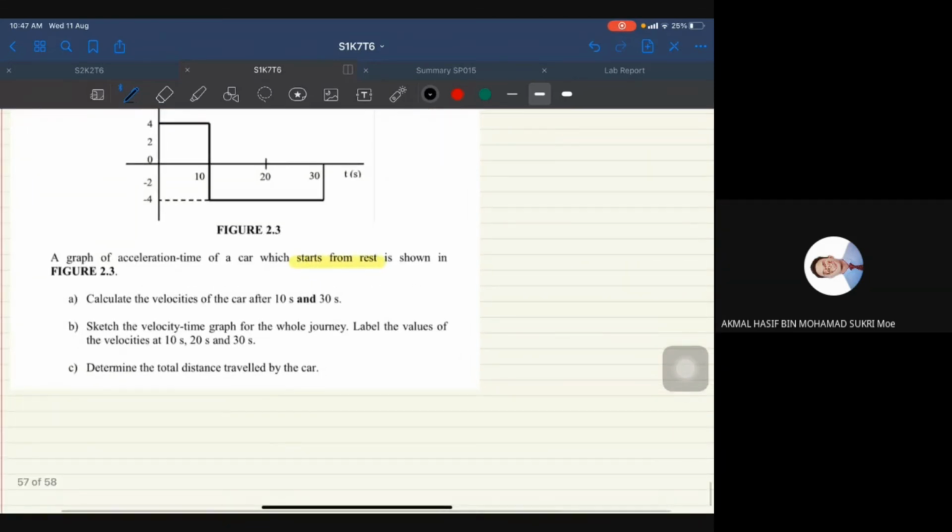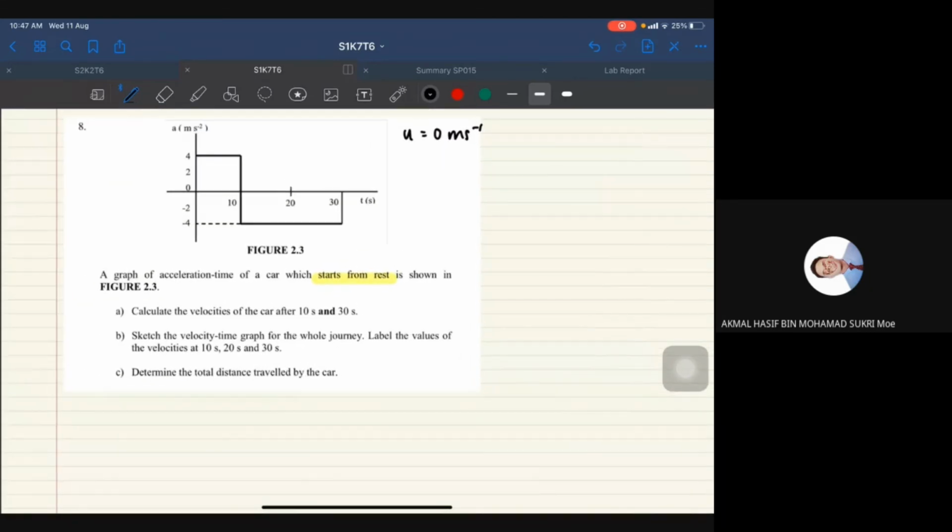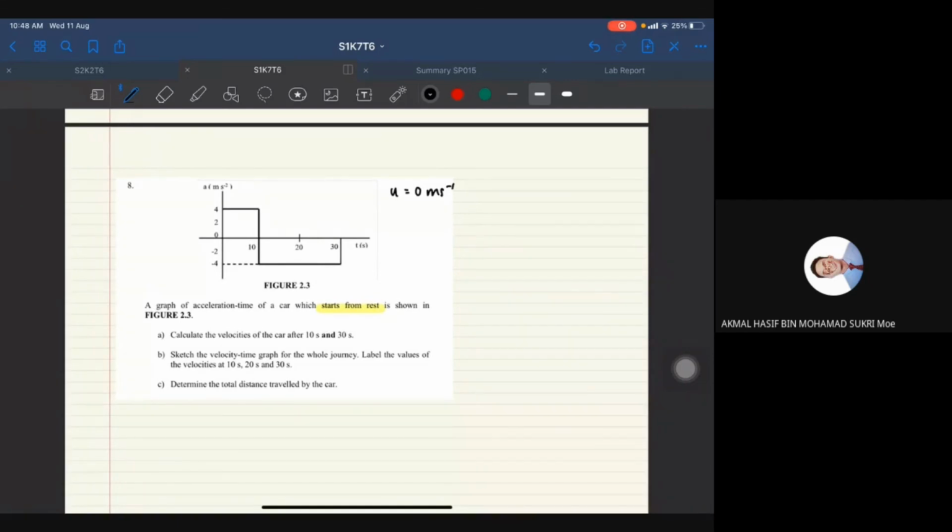Okay, graph acceleration against times of car which start from rest is shown in figure 2.3. Calculate the velocities of the car after 10 and 30 seconds. Okay, Asyik buat macam mana ni? Pakai buat. Okay, pakai buat boleh. Di cara lain, siapa ada idea? Saya macam ada fikir cara lain. Ada tak buat cara lain daripada pakai buat? Pakai buat tu tak ada masalah, betul je.